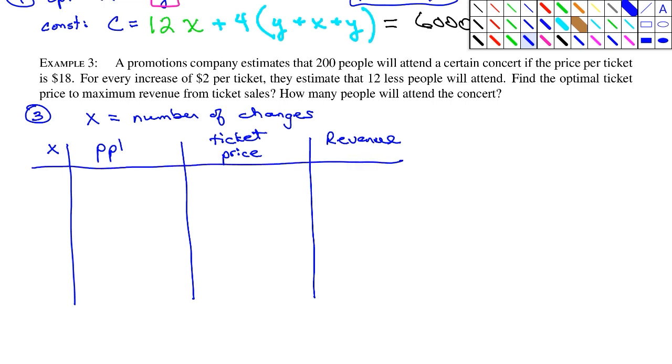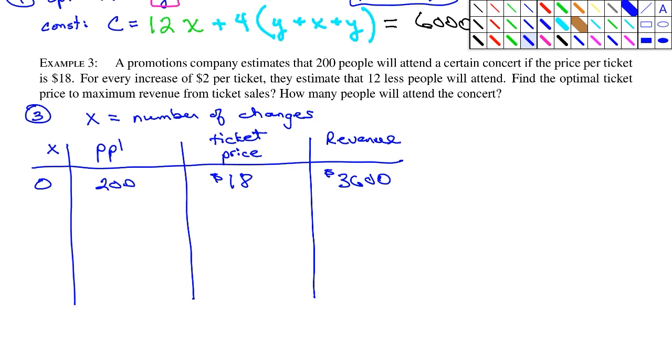Now, when we start out with no changes, we're told that 200 people will attend the concert if the ticket price is $18. And that gives me a revenue of $3,600, right? 200 people, $18 a pop, $3,600.